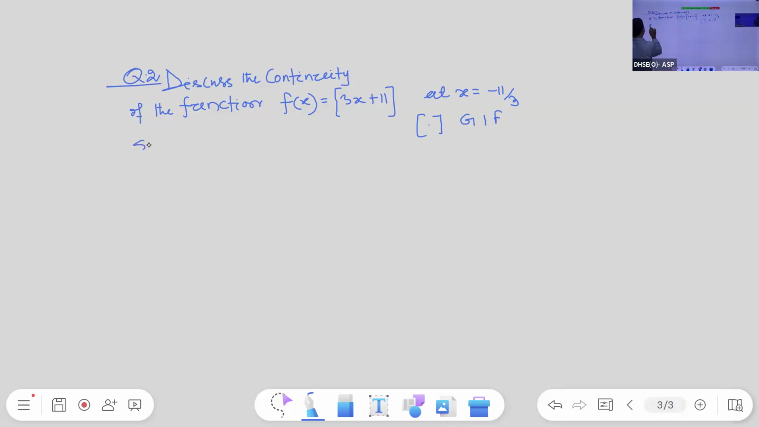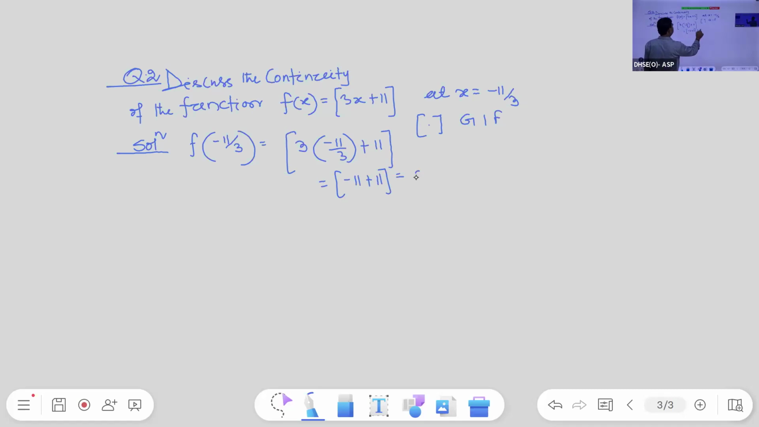Okay, come to the solution. First of all, we have to find the value of the function at the given point. The given point is minus 11 by 3. f of minus 11 by 3 equals the greatest integer of 3 into minus 11 by 3 plus 11. This is equal to minus 11 plus 11, which is the greatest integer value of 0. All of you know the greatest integer value of an integer is that integer only. So the functional value of the function is 0.